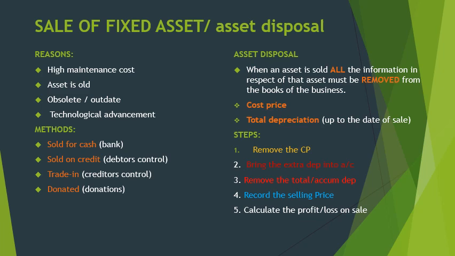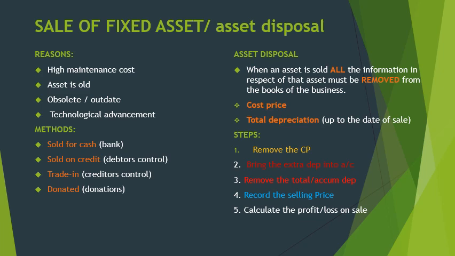There are 5 steps that we need to take when we are doing a disposal account. First step is to remove the cost price from the asset account. We debit asset disposal. We credit the asset account. An asset disposal account is a nominal account that we create temporarily only to calculate if we have made a profit or a loss on sale. After that, we close it down. So an asset disposal account is a nominal account because we want to find out if it is income or an expense to the business.